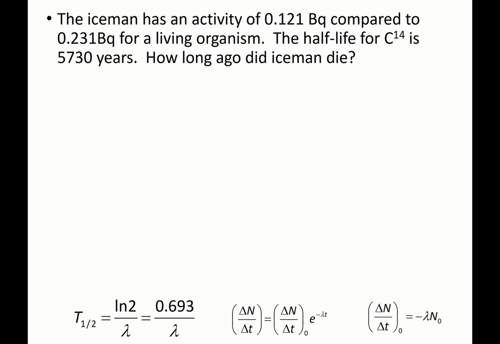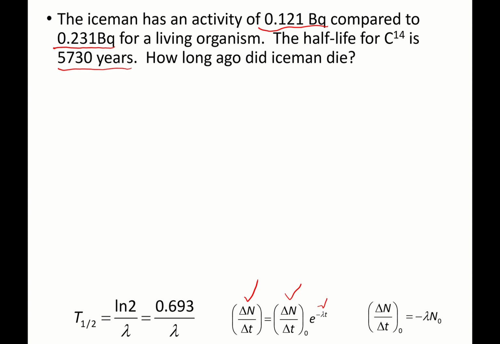Okay, so what we know is we know his current activity, we know the initial activity. So we know delta N over delta T, we know delta N over delta T0, and we want to find T. We know the half-life for carbon is 5,730 years. So that's going to give me what the lambda value is. So if you look at the equation in the middle at the bottom, I've got everything except T. I just need to arrange it to pull out the T. So how am I going to do that?